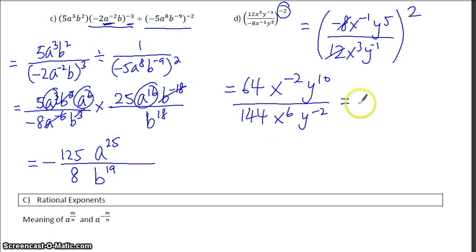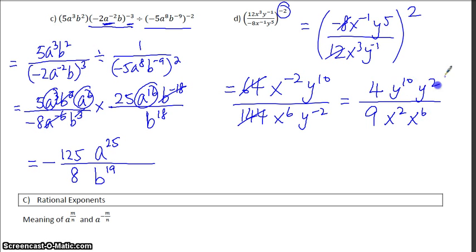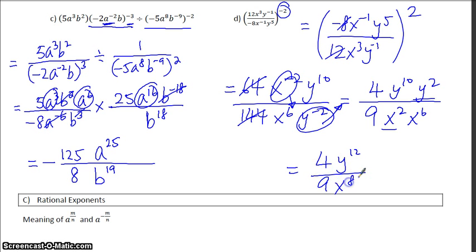Or you can just move them around. For example, let me reduce the number here. Divided by 16 will be 4. Divided by 16 will be 9. And here I move this to the bottom, and I move this to the top. Do you see? This goes to the top, this goes to the bottom. That's where this is from. Final answer: 4y to the 12 over 9x to the 6. Okay, so that's the new integral exponent.